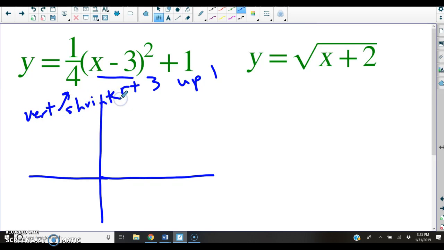Okay, shrink. So it's going to go 3, 1. It's going to look like that. Okay, it's going to be wider. So what difference does it make?